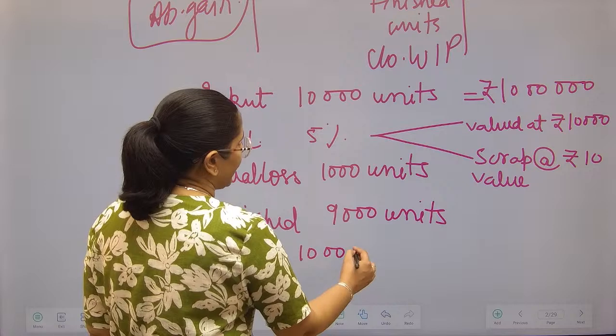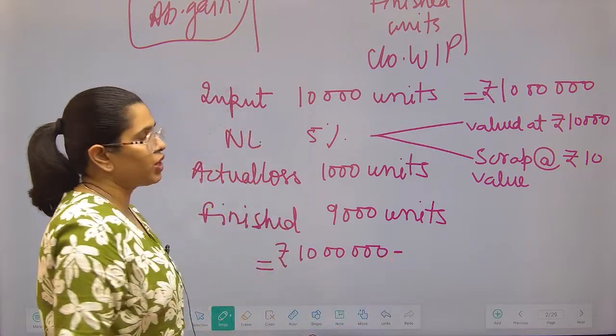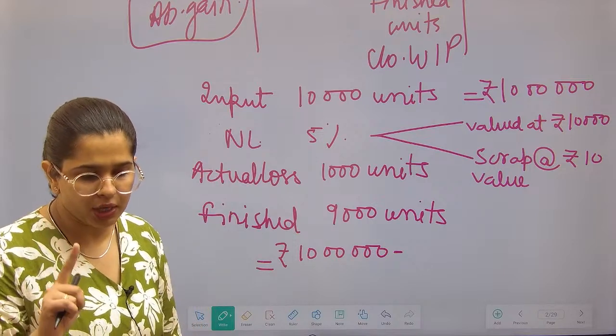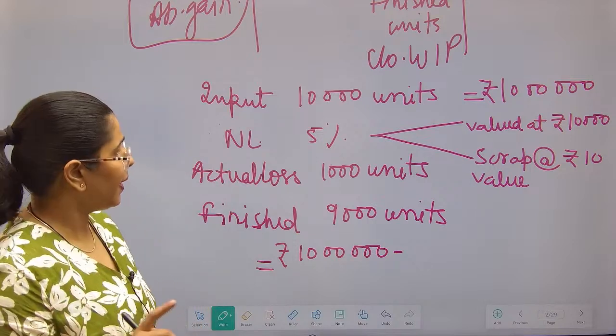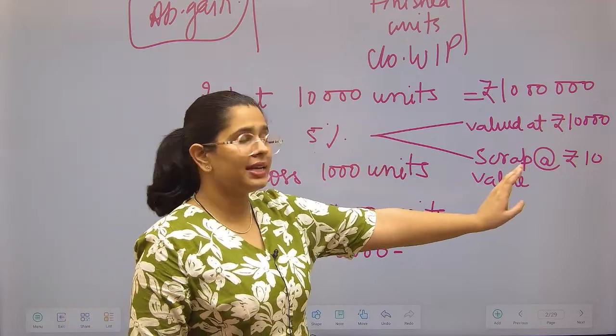10 lakh rupees is my cost that I have incurred, and I have to deduct any recovery which I am making from normal loss. सिर्फ normal loss की recovery आप minus करेंगे. ठीक है, तो normal loss 5% है, that is 500 units, and scrap is at 10 rupees value.